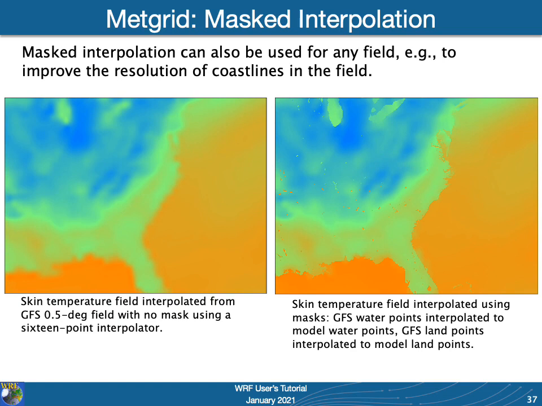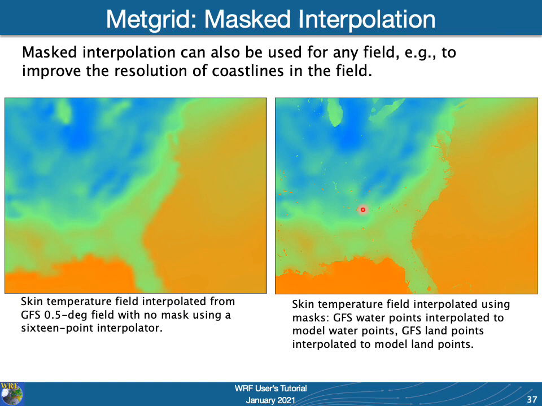However, if we'd like to get a better definition of the high-resolution coastlines in our model domain, we can tell the Metgrid program to interpolate the skin temperature field from GFS to land points in our high-resolution ARW domain only using land points in the GFS data. And similarly, we can say to interpolate to water points in our ARW domain only using water points in the GFS dataset. By doing that, you can see that we get a much better resolution of the high-resolution coastline in our model domain. You'll also notice that we now have distinct skin temperature values for all of these lakes, these inland water bodies in our high-resolution domain.